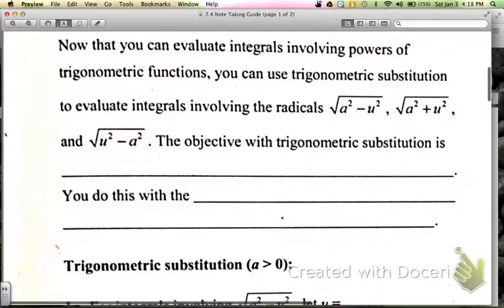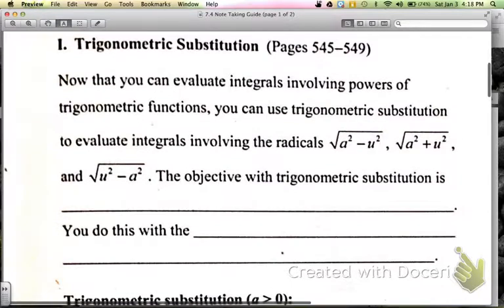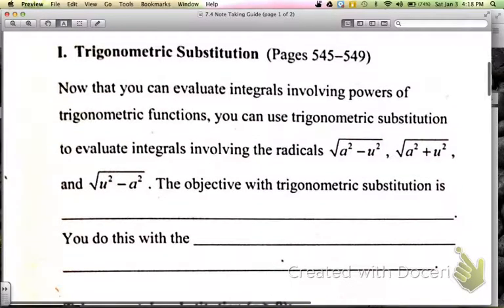All right, so in the last couple sections, we talked a little bit about trigonometry and how it's involved with these radicals. So for this first section, it says, now that you can evaluate integrals involving powers of trigonometric functions, which we've been working on over the past couple sections, you can use trigonometric substitution to evaluate integrals involving the following radicals: the square root of a squared minus u squared, the square root of a squared plus u squared, and the square root of u squared minus a squared.